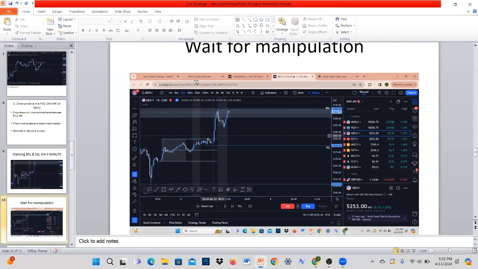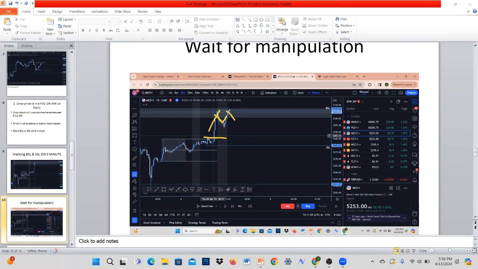All right, so notice how above the Asian range, it sweeps buy side liquidity, price manipulates. So this is a sign that the market's going to reverse, which is good because we're looking for sells. So we didn't displace above here. Instead, we manipulated. So this is a clean setup to take.